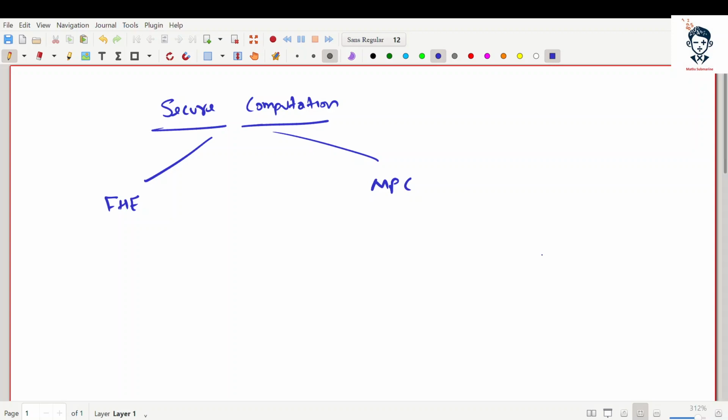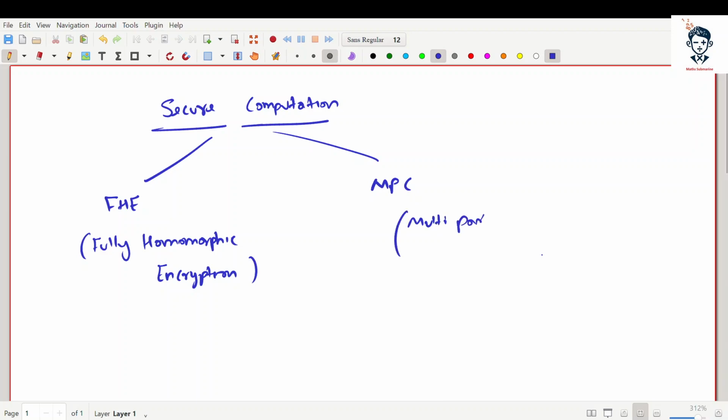First is fully homomorphic encryption. And second is multi-party computation.